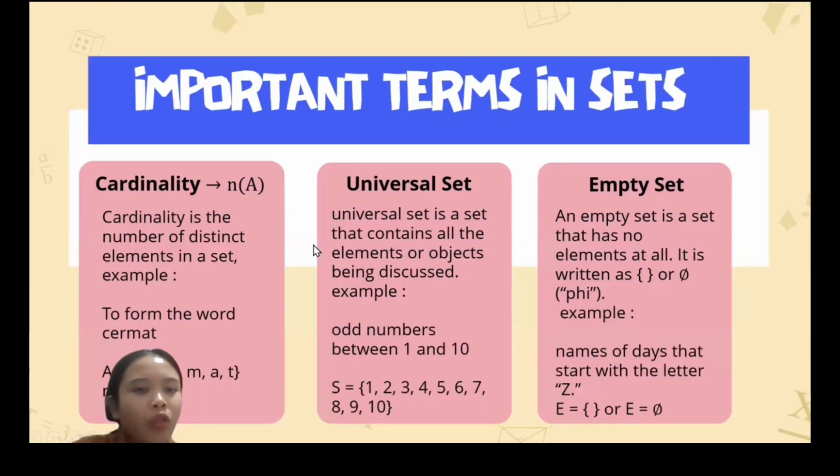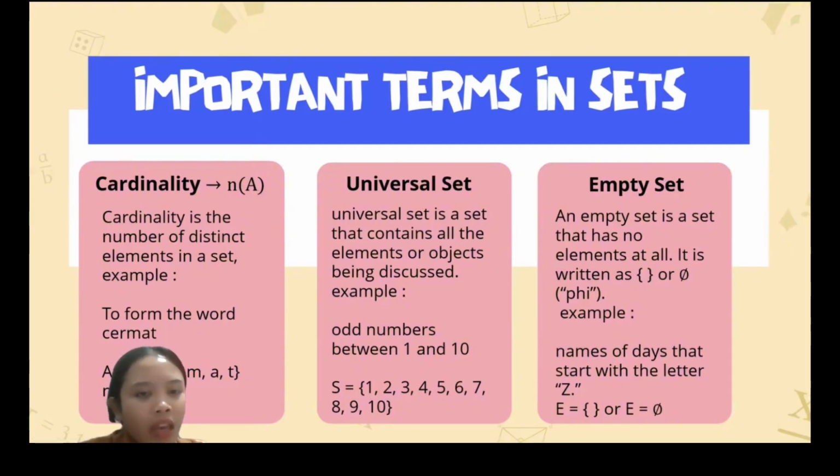Next, let's move on to the important terms in set. In set, we will often encounter several important terms such as the universal set, empty set, and others. Let's take a look at each of them. The first, we have cardinality. Cardinality is the number of distinct elements in a set. In other words, cardinality shows how many elements are contained in a set. To represent the number of elements in a set, we use notation, usually written as n(A), which is read as the number of elements in set A.